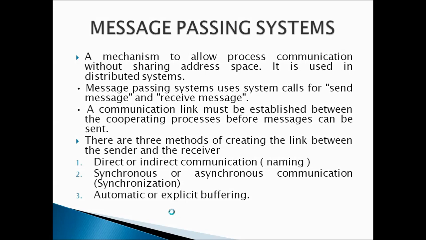There are a lot of different techniques in message passing systems, but whatever technique you use, this mechanism is common. That is, you have to use the send message and receive message system calls, and that means between the two processes there should be a communication link. You have to establish the communication link between the two processes. In message passing there are three types: direct and indirect communication, synchronous or asynchronous communication, automatic or explicit buffering. Let me see each technique in detail. And one more important thing, direct or indirect communication can also be called naming.